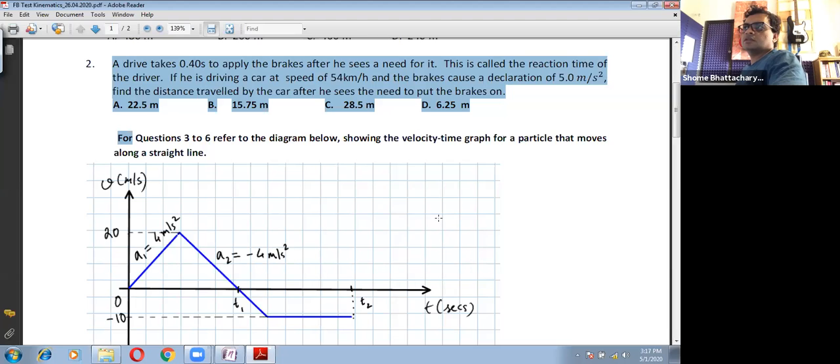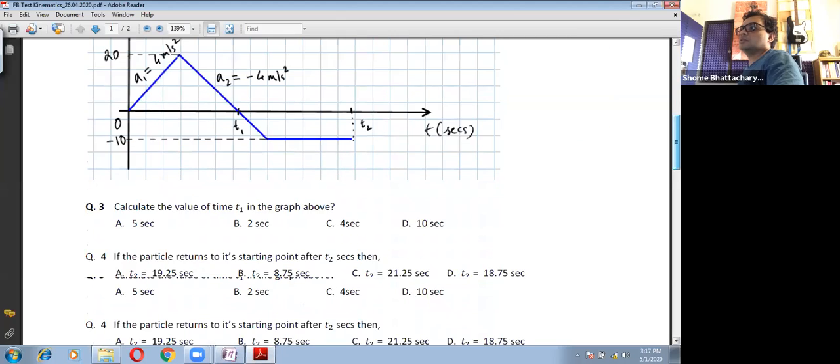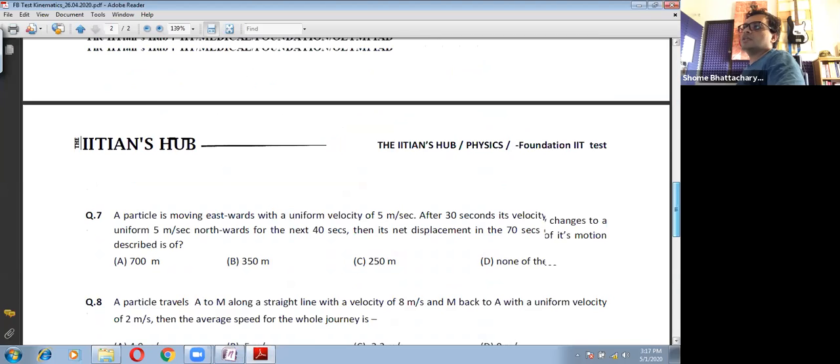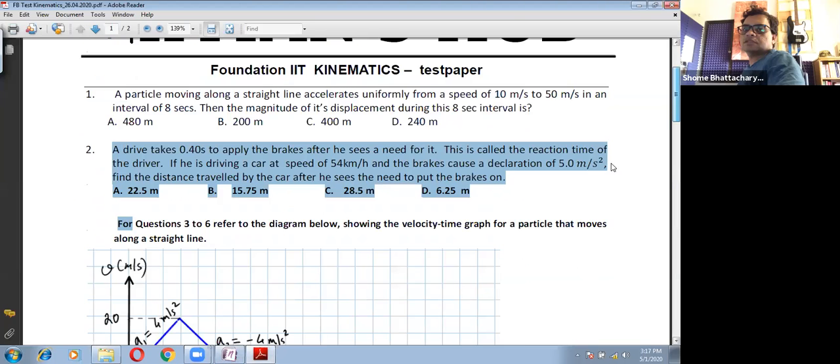But now you're getting the answer E, that's correct. It's either E or C, I don't remember. I have to just work it out and tell you. By the way, I have the answer E here. Check it out. No, the answer is C actually. The answer to 2 should be 28.5 meters. Now I'll tell you why.